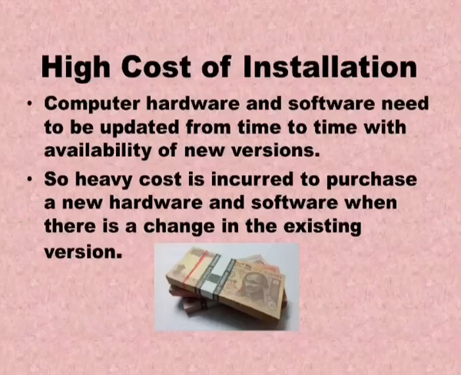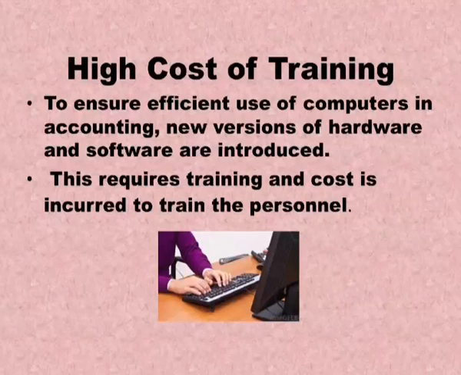Computer hardware and software need to be updated from time to time with the availability of new versions. As a result, heavy cost is incurred to purchase new hardware and software every time there is a change in the existing version. Next is high cost of training. To ensure efficient use of computers in accounting, new versions of hardware and software are introduced. This requires training, and cost is incurred to train the personnel.